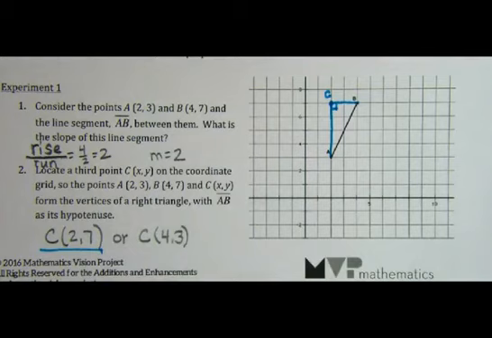In part 4, we are asked to rotate triangle ABC 90 degrees about vertex point 2, 3, which is point A. We will use patty paper to help us perform the rotation.